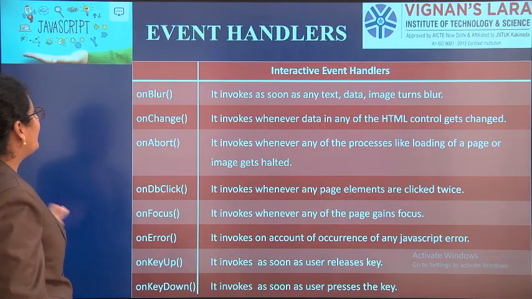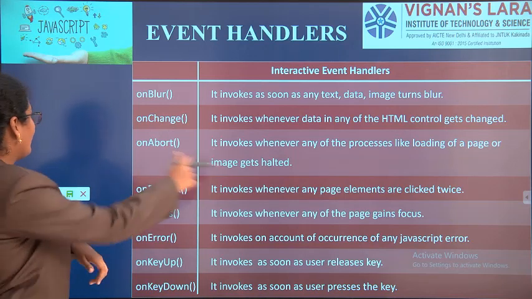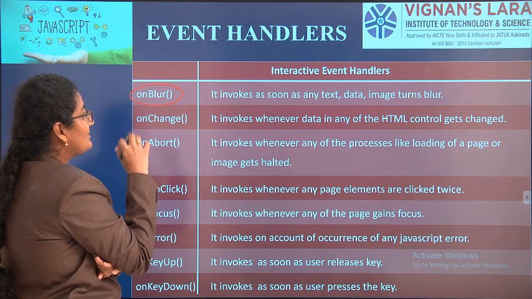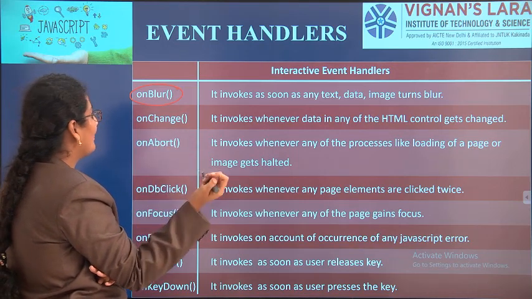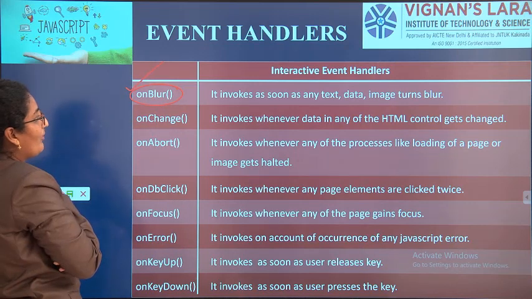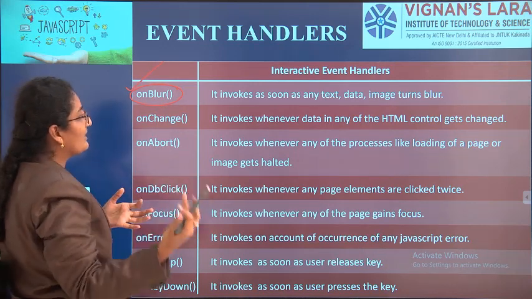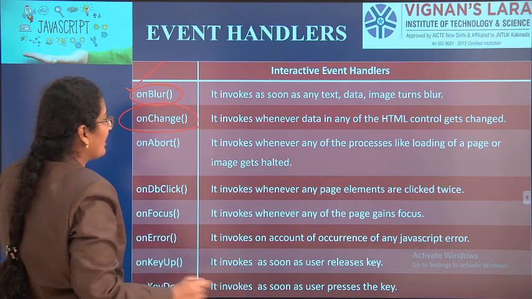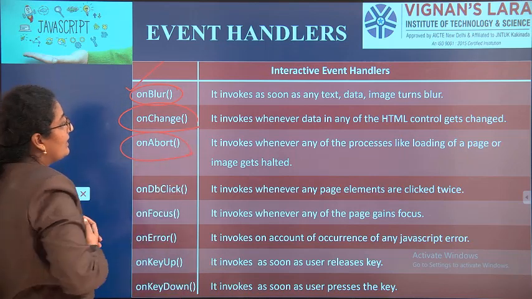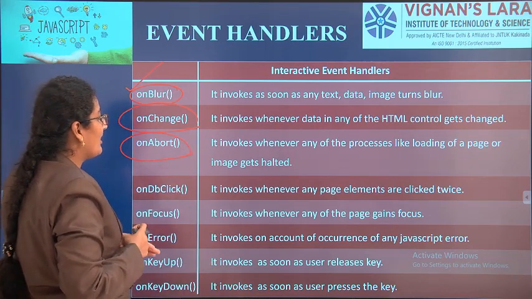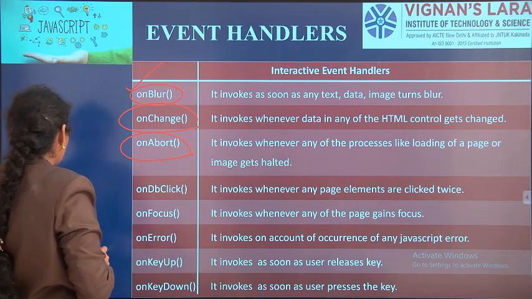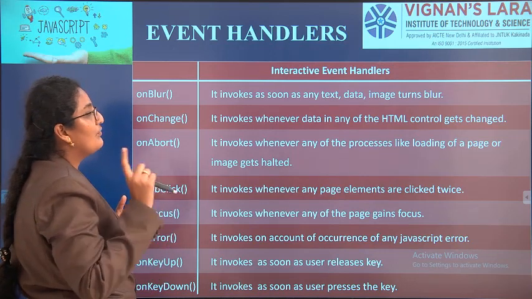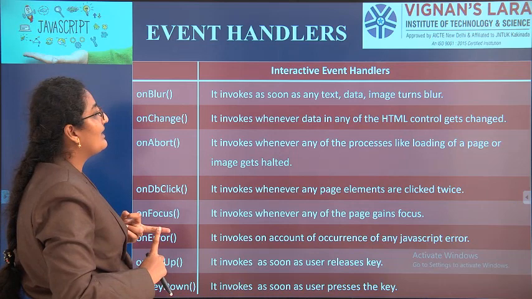So we will see some of the event handlers that are interactive. See here, onblur. As soon as the text, data or image turns blur, if I perform onblur, the text, data or image will convert into blur. Onchange, whenever the data in any HTML is changed. Onabort, whenever any process like loading the page or image is cancelled. We are discussing only interactive event handlers, not non-interactive ones.